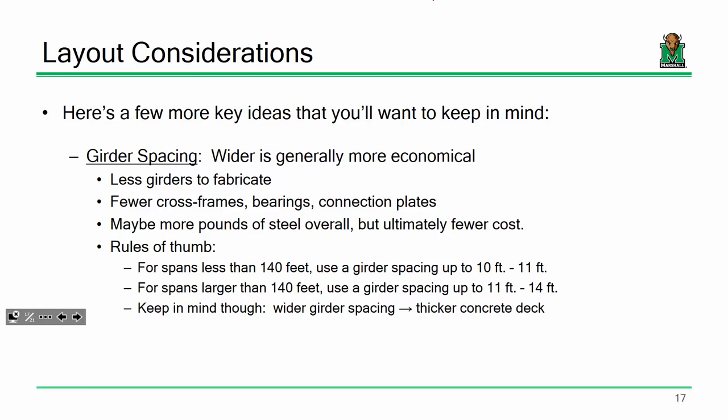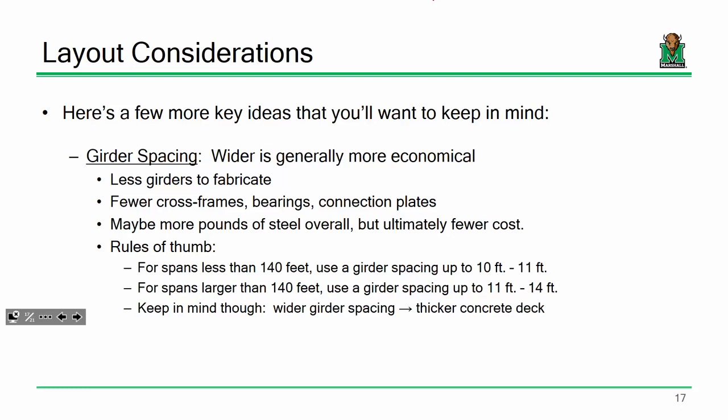So if you're laying out the bridge, when you're looking at girder spacing, usually wider girder spacing is better. Now that might be counterintuitive, because you might be thinking, wait a minute, if I make the girder spacing wider, that makes each beam heavier, right? How is that more economical? Well, wider girder spacing means heavier beams, but it also means less of them. Less beams to fabricate means less labor, less time for erection, less cost. It might be a little heavier, but in the end, it's going to be cheaper overall.